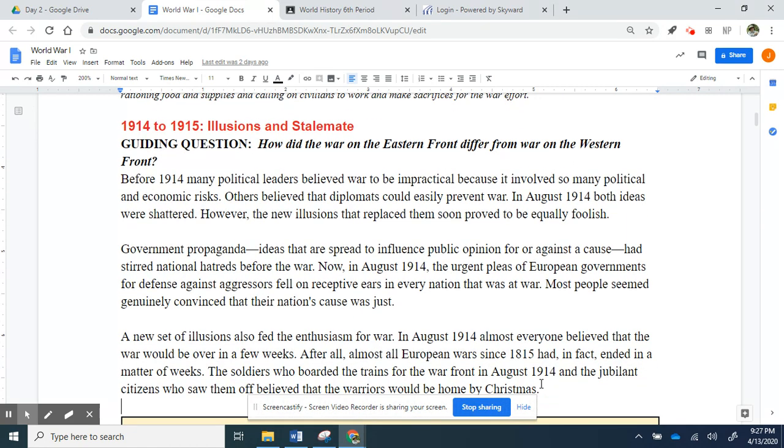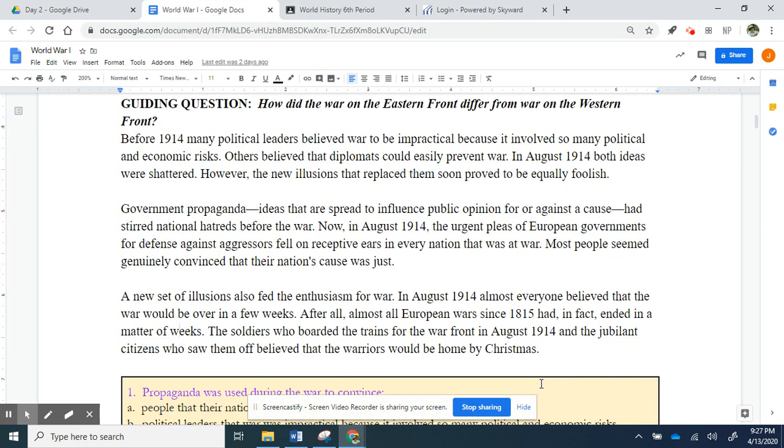Government propaganda, ideas that are spread to influence public opinion for or against the cause, had stirred national hatreds before the war. Now in August 1914, the urgent pleas of European governments for defense against aggressors fell on receptive ears in every nation that was at war. Most people seemed generally convinced that their nation's cause was just. A new set of illusions also fed the enthusiasm for war.